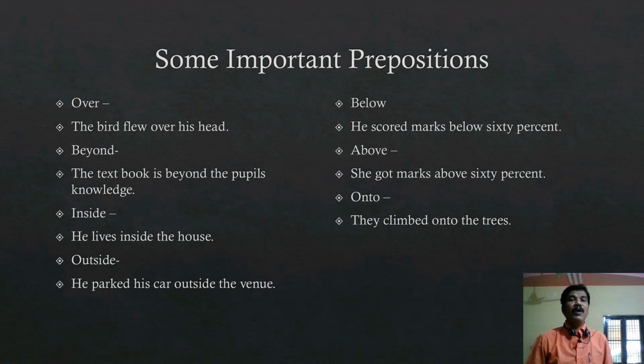Some more important prepositions. Over means "meeda, paina". The bird flew over his head. Beyond means "avala, avathala". The textbook is beyond the pupil's knowledge. Inside, "lona": he lives inside the house. Outside, "bayata": he parked his car outside the venue. Below: he scored marks below 60%. Above, "paina": she got marks above 60%. Onto, "meedaku, paiki": they climbed onto the trees.